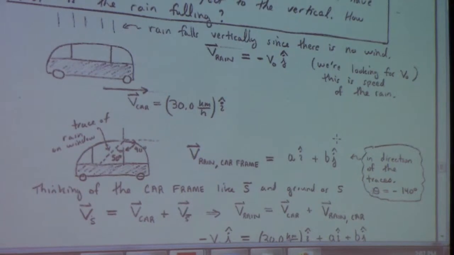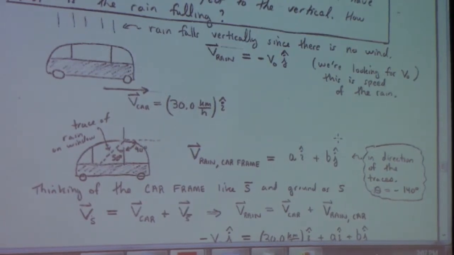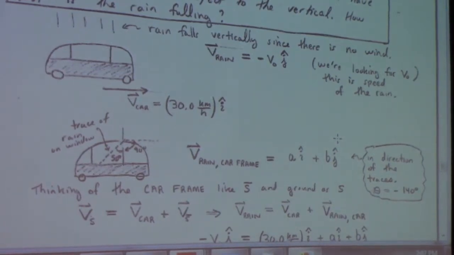Anyway, you see the spirit of the problem, right? Now, of course, if the car is just sitting there and the rain is falling straight down, what angle does it make with respect to the vertical? 0, right? It's just falling straight down. If the car was going really, really fast, it would look almost horizontal too, right? So somewhere in between.